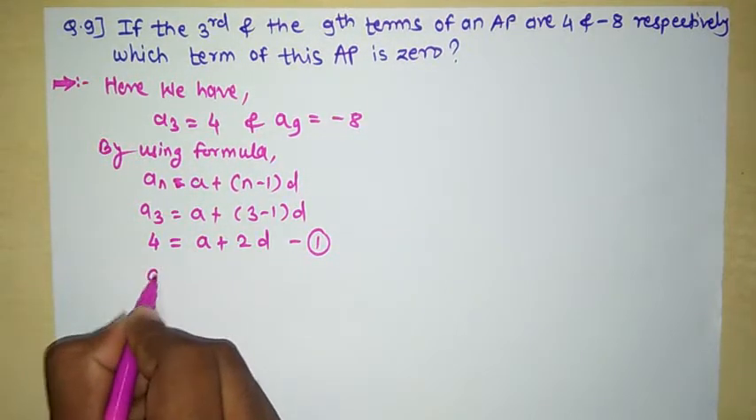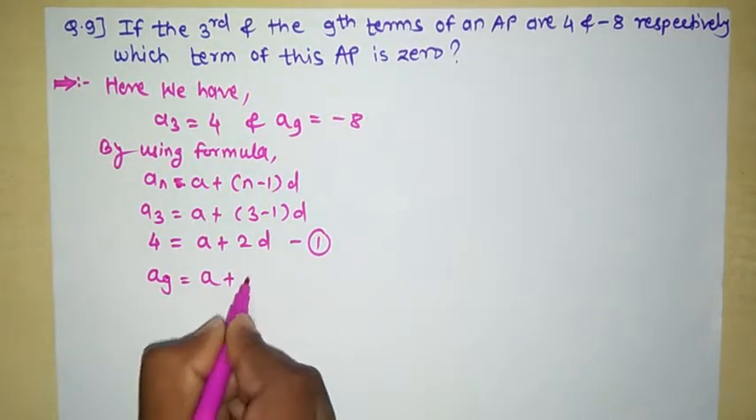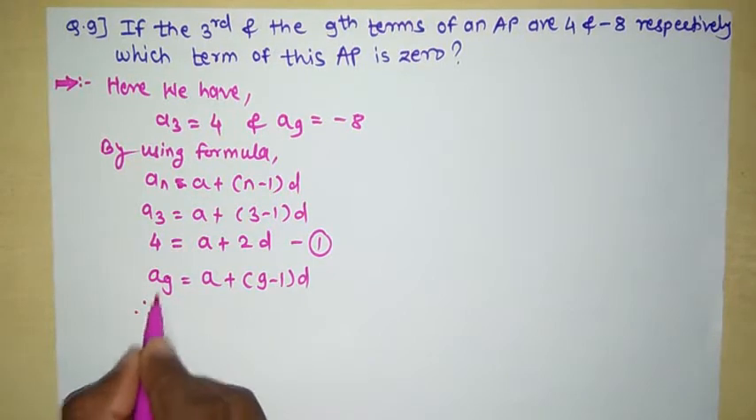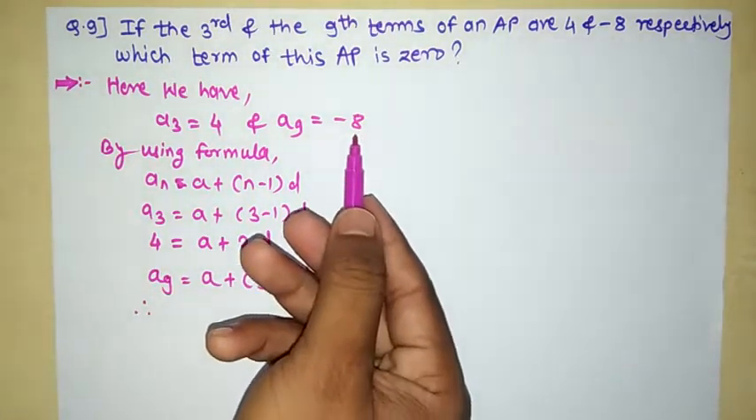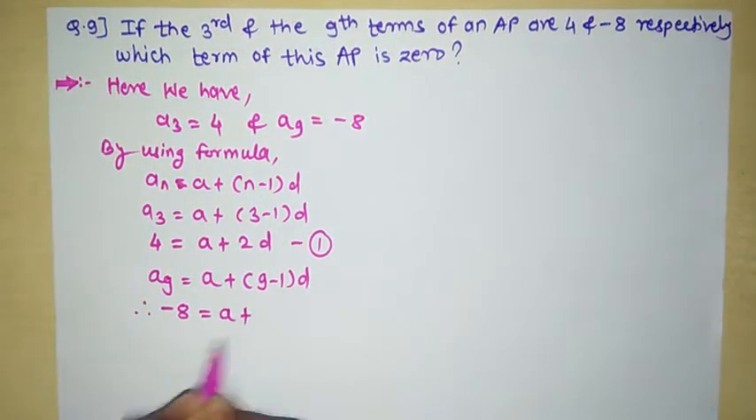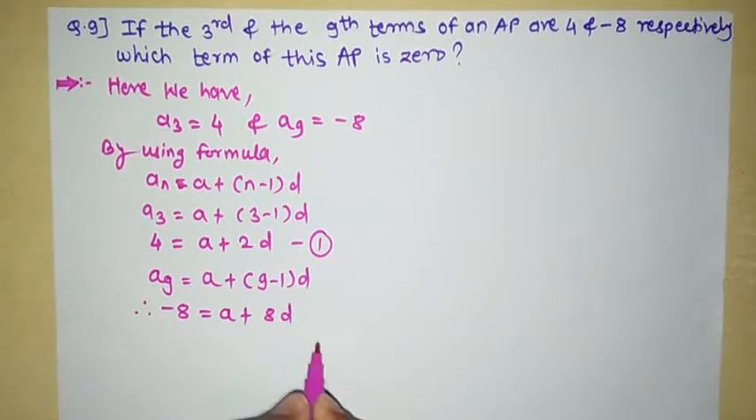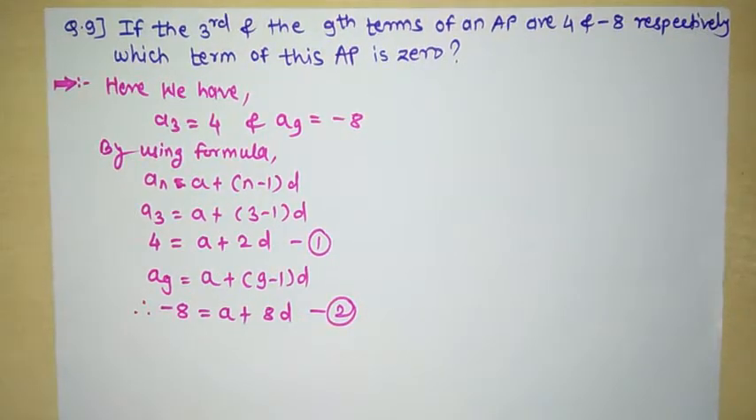Now we will write the formula for the ninth term, that is a9. a9 is equal to a plus 9 minus 1 into d. Therefore we will put the values of a9. What is the value of a9 here? a9 is minus 8. a we don't know, write it as it is. a plus 9 minus 1 is 8 into d. Write this as equation number 2. Now we have to solve equations 1 and 2.